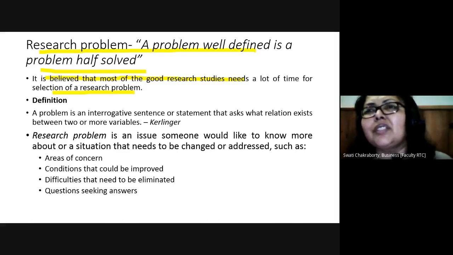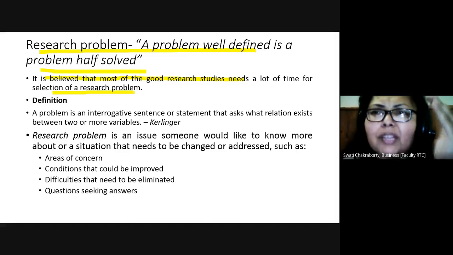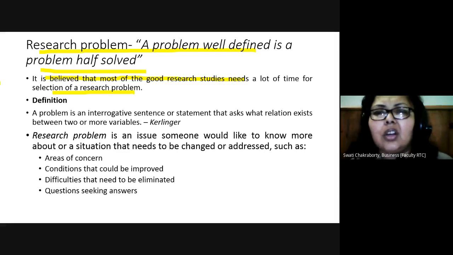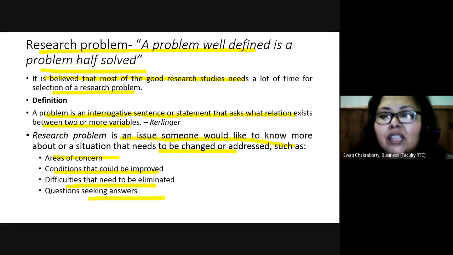You have to devote your time to focus and narrow down to your research problem. It has to be very focused, very narrowed down. Otherwise, it's difficult. So what is a problem? A problem is an interrogative sentence or statement that asks what relation exists between two or more variables. Now, a research problem is an issue someone would like to know more about, or a situation that needs to be changed or addressed. That is areas of concern, conditions that could be improved, difficulties that need to be eliminated, or questions seeking answers.